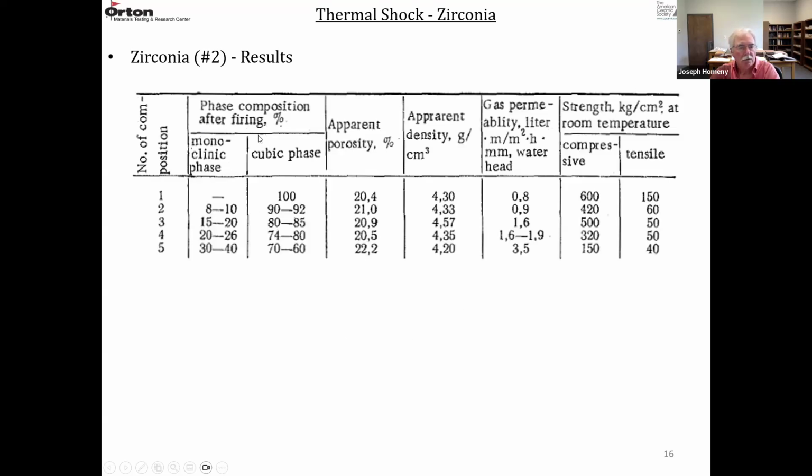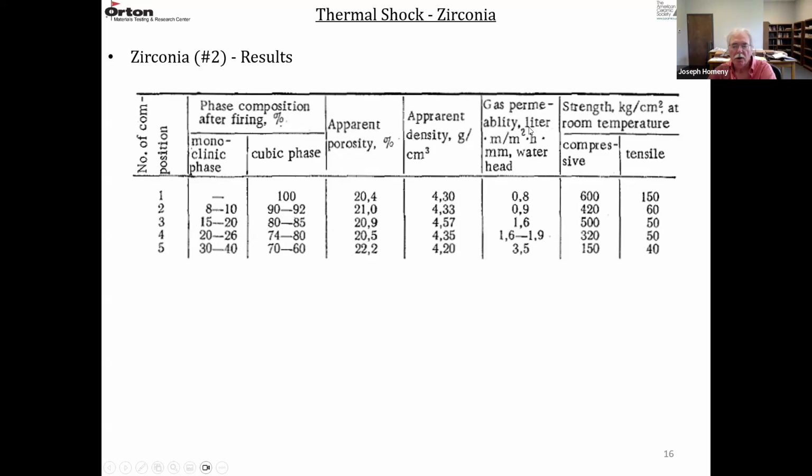So after firing, this is the monoclinic phase content. This is the cubic phase content. So one was 100% cubic, and then 2, 3, 4, and 5 were 8 to 10, 15 to 20, 20 to 26, and 30 to 40. So increasing monoclinic content. The porosities were fairly similar. There's some variability in the density. They're all maybe 4.3, and this one's a little higher, 4.5.